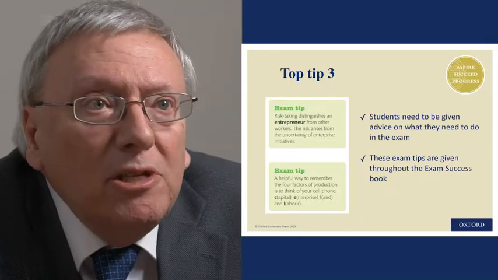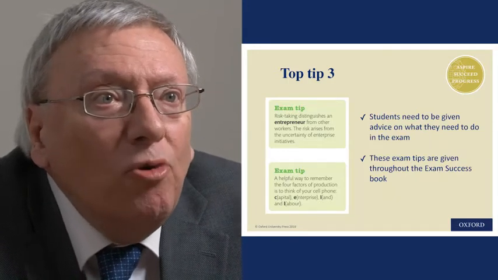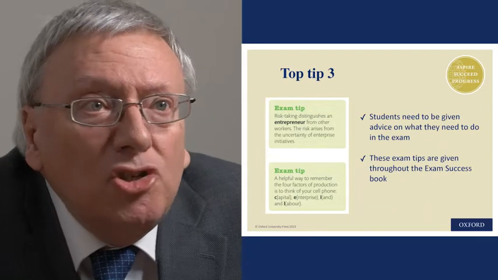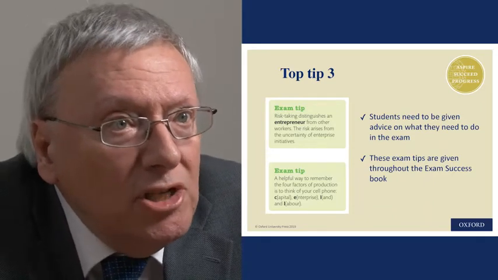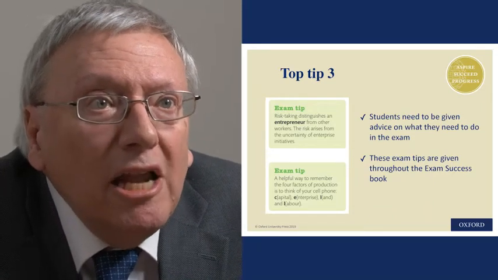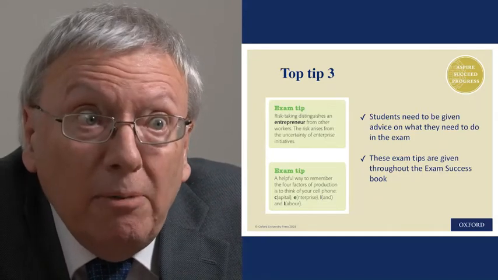Another exam tip on this page is that a helpful way to remember the 4 factors of production is for students to think of their cell phone: C for capital, E for enterprise, L for land, and L for labor.